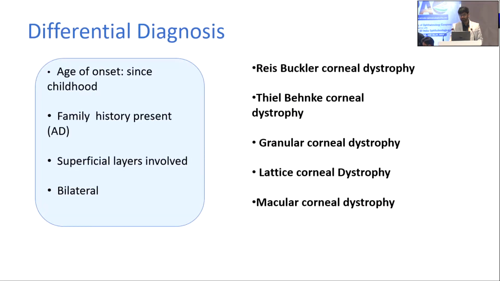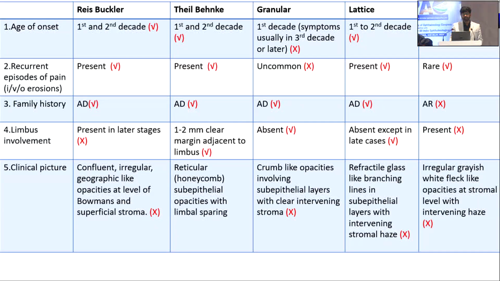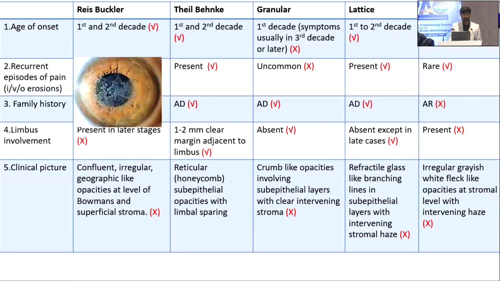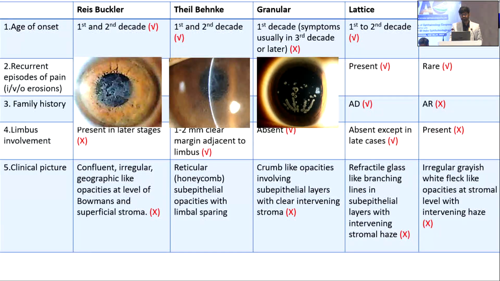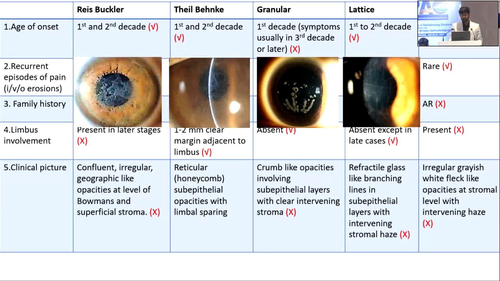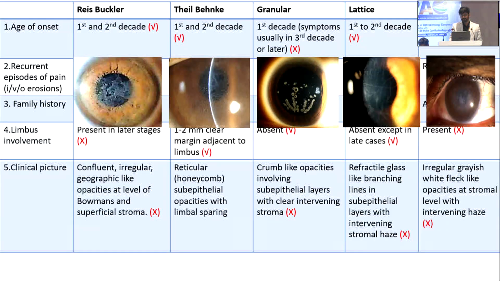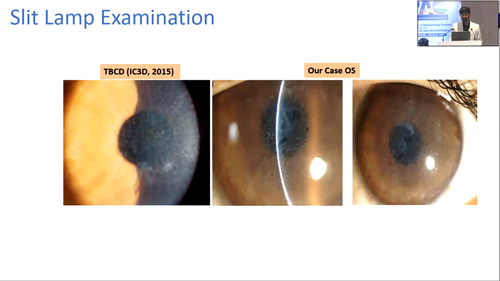Based on this, we reached our differential diagnosis. Reis-Bücklers corneal dystrophy usually presents with confluent irregular geographical-like opacities at the level of Bowman's and superficial stroma, which is not present in our case. Thiel-Behnke corneal dystrophy usually presents with reticular subepithelial opacities with limbal sparing, which is present in our case. Granular dystrophy usually presents with crumb-like opacities involving subepithelial layers. Lattice dystrophy has refractile glass-like branching lines in subepithelial layers, and macular corneal dystrophy has irregular grayish-white flake-like opacities at the stromal level with intervening haze, which is also not present in our case.